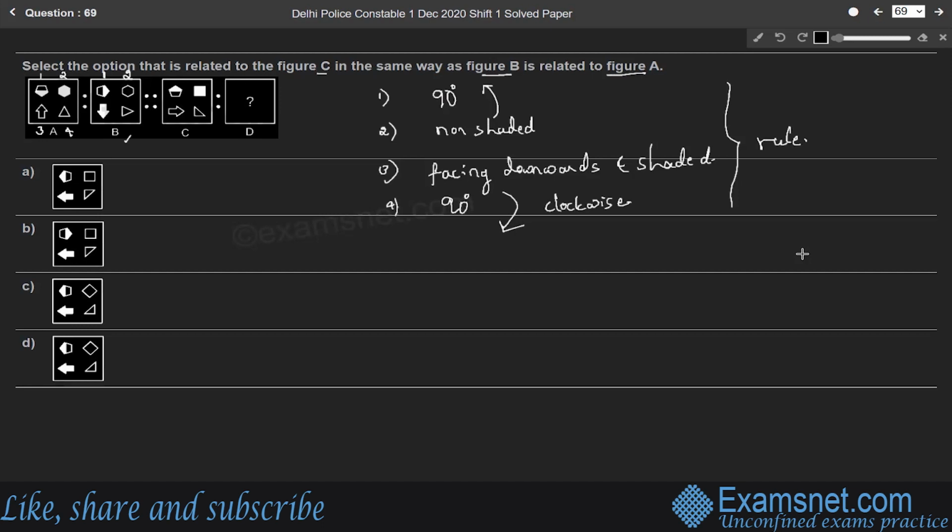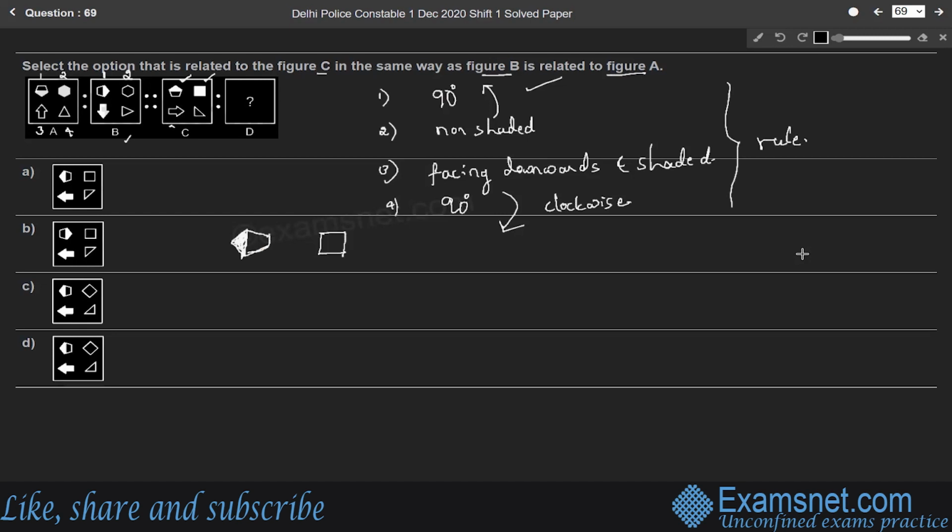Whereas in C, look at figure C, there is a pentagon, right, which is not inverted, which is upright, and part of it is shaded. So according to the previous rule, the pentagon should be rotated through 90 degrees in the anti-clockwise direction. We will get the image of the pentagon like this. And the shaded part will be as it is, right? And the second image, which is a square, here it is shaded. So in the D figure, it will not be shaded, right?